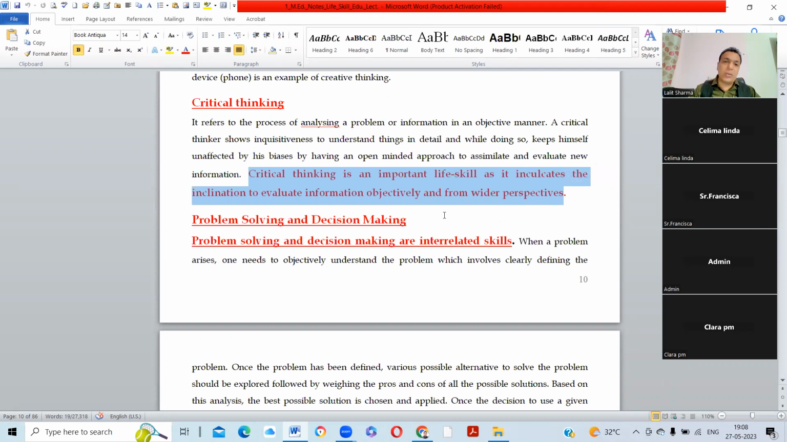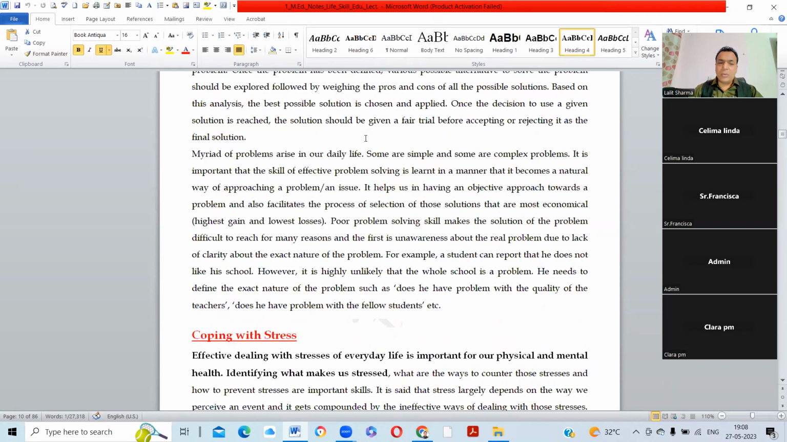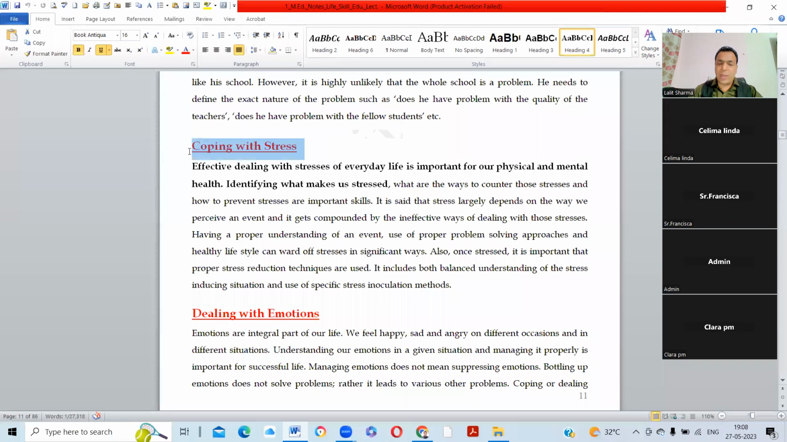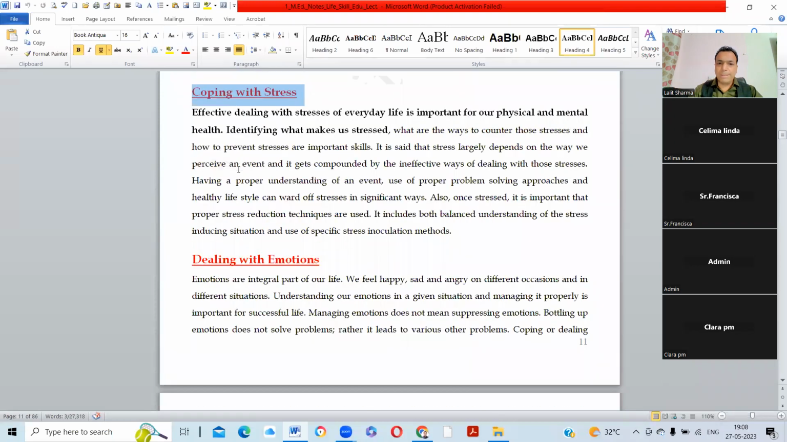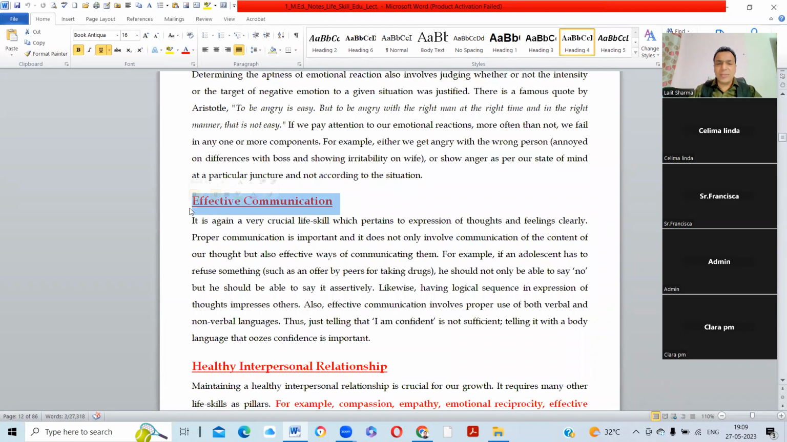See, if you are a critical thinker, being a teacher, being a principal, you can evaluate and assess your students much better from a wider perspective. Problem solving and decision making, so all of these are the core life skills. Okay, coping with stress. Teach students how to cope with problems, how to cope with stress, how to cope with peer pressure, dealing with emotions, effective communication.